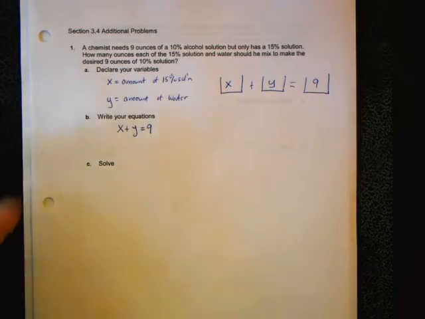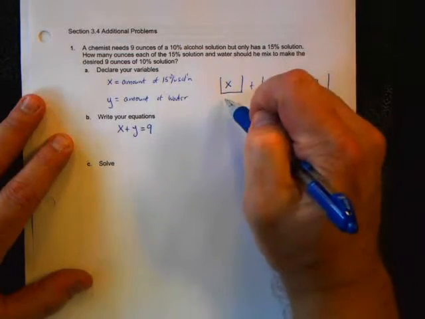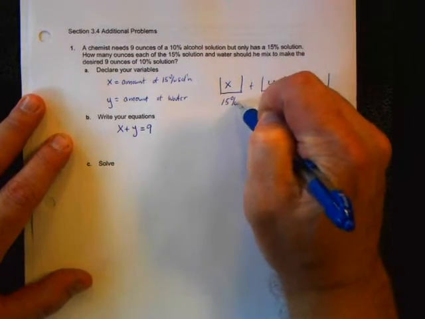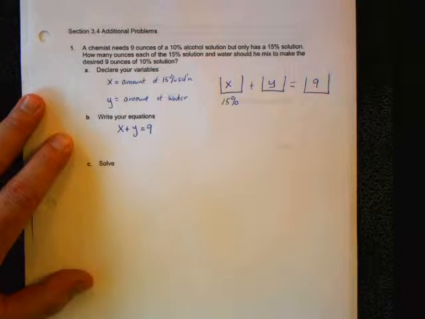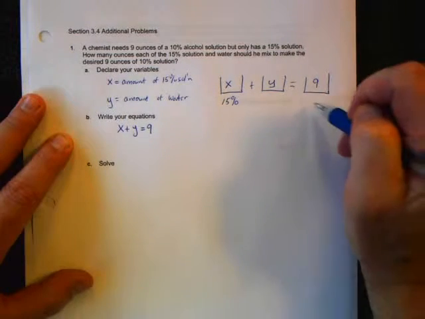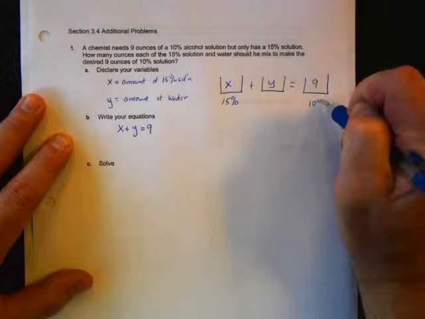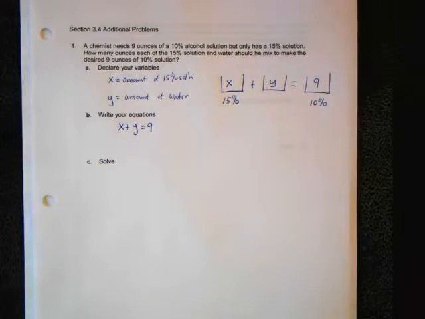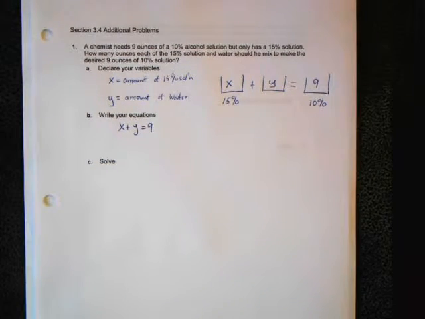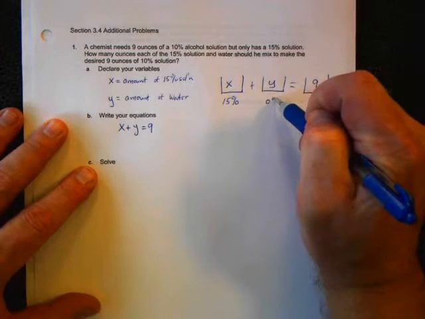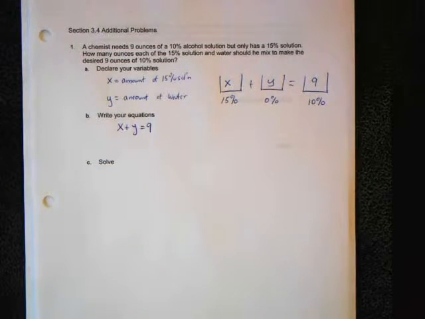Okay, and then we have the percents. The first solution that we're starting with is a 15% solution. When we get all done, the 9 should be a 10% solution. What goes under the Y? 0%. Why 0%? It's pure water. How much alcohol is in pure water? None. So that one should be a 0%. So that's a little different from things we've seen in the past, but that's what that one should be. Okay, so how do you get your second equation?